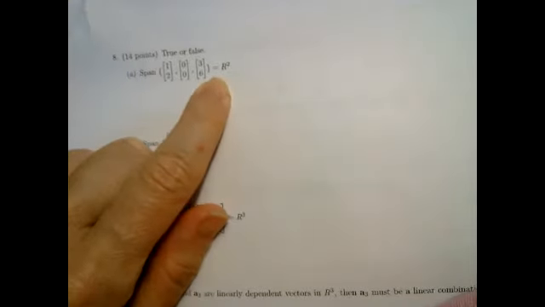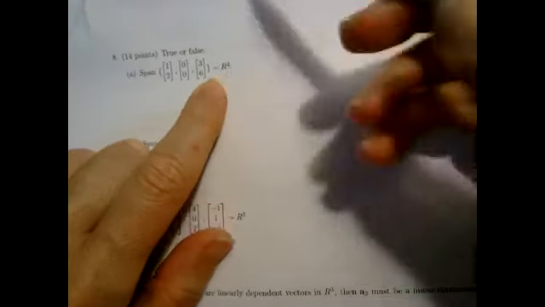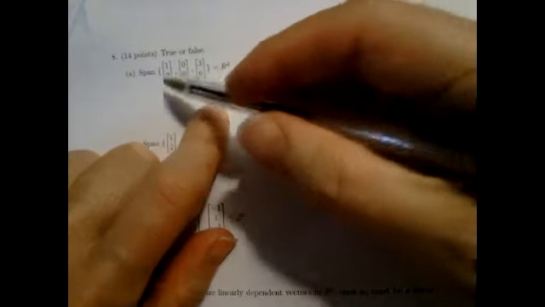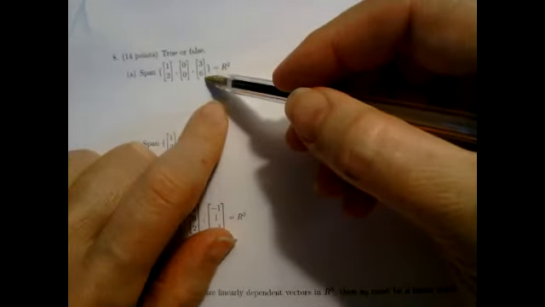Okay, let's do the last page, unless you guys have questions. You don't. So true or false? And I may ask true or false and justify. It doesn't always have to be true or false. Okay, A, the span equals R2. Let's see what it means. It means, can I write anything in R2 as a combination of those two vectors? Yes or no, justify.